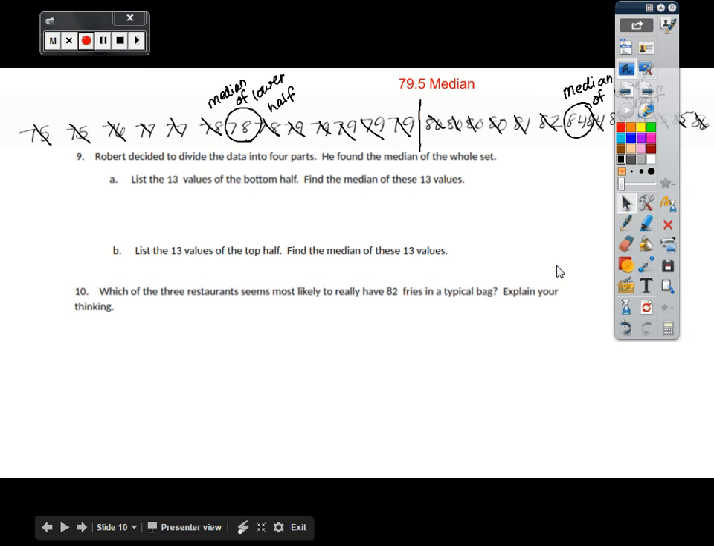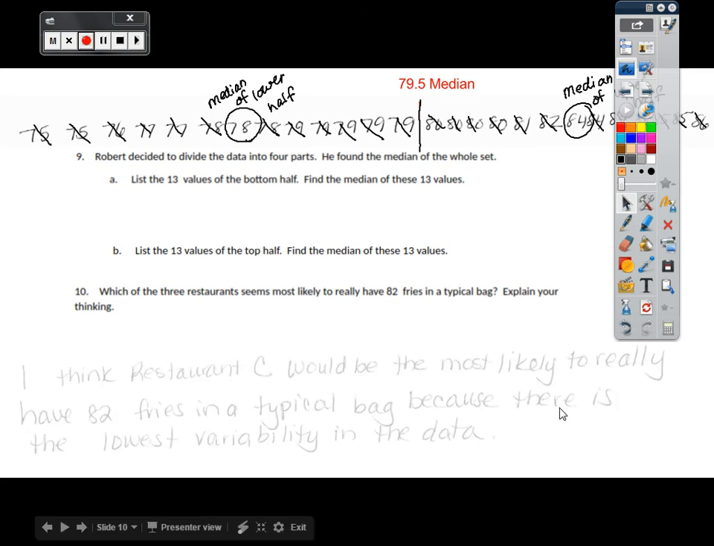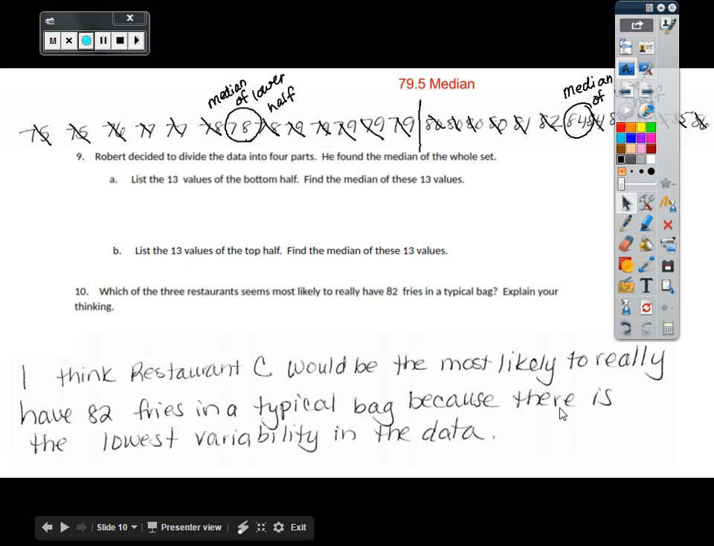Which of the three restaurants seems most likely to really have 82 fries in a typical bag? Explain your thinking. I think Restaurant C would be the most likely to really have 82 fries in a typical bag because there is the lowest variability in the data.